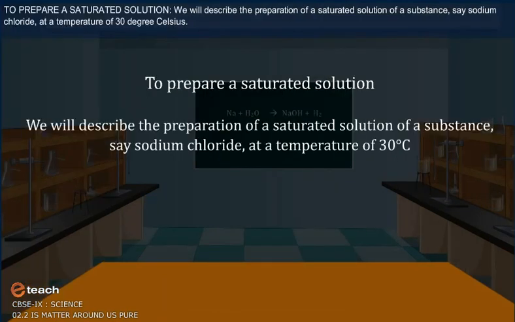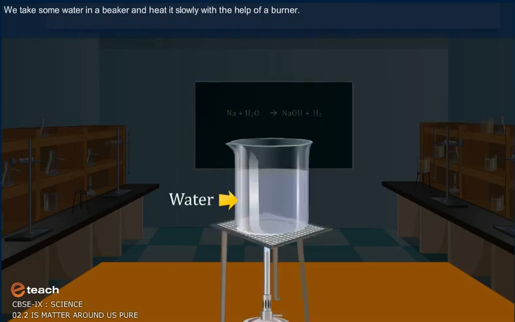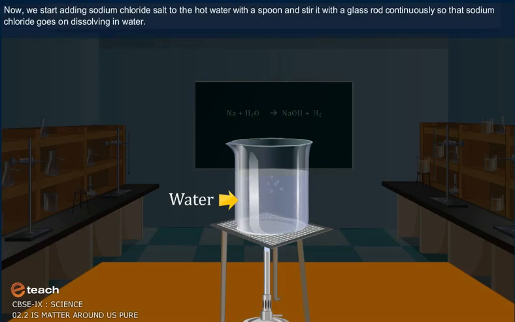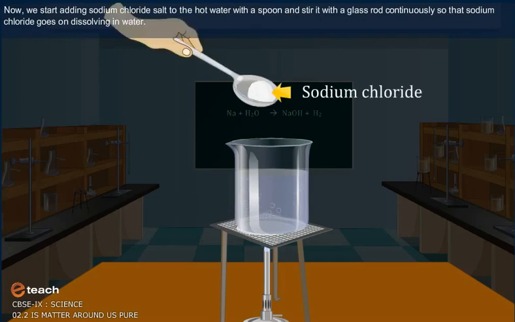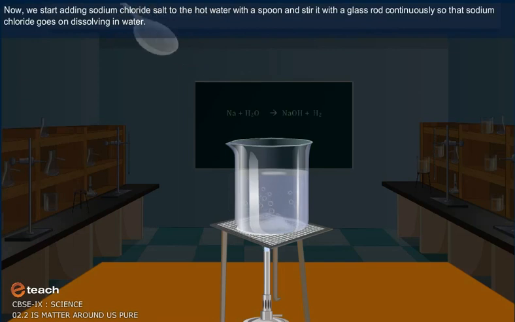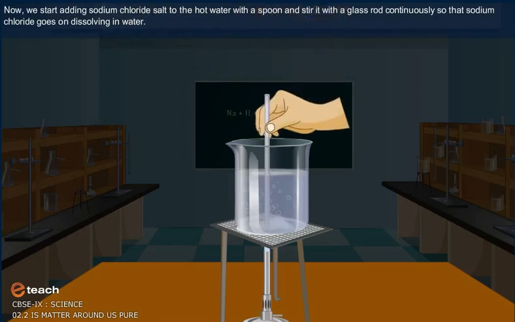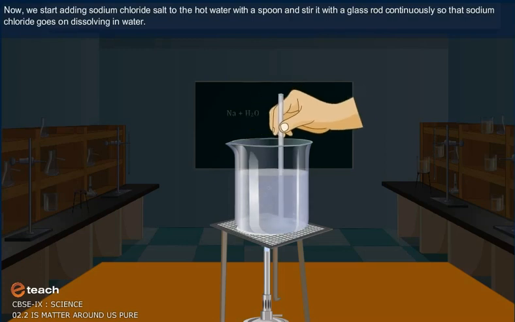To prepare a saturated solution, we will describe the preparation of a saturated solution of a substance, say sodium chloride, at a temperature of 30 degrees Celsius. We take some water in a beaker and heat it slowly with the help of a burner. Now, we start adding sodium chloride, that is salt, to the hot water with a spoon and stir it with a glass rod continuously so that sodium chloride goes on dissolving in water.